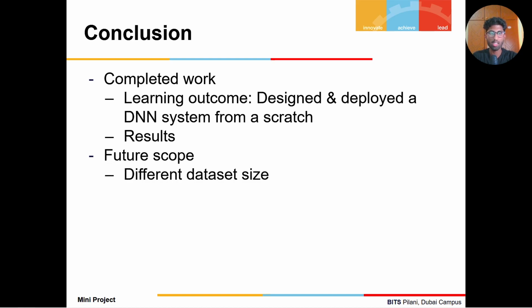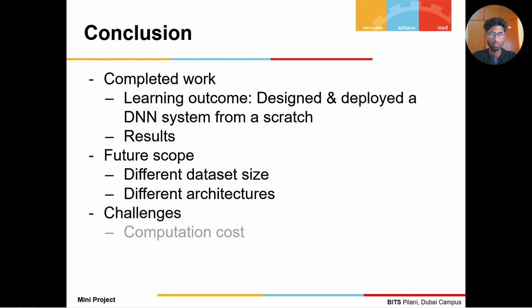The future scope would be that we could use different dataset sizes rather than focusing on the entire set. Maybe if we train the model on 10,000 samples, the results may vary. We could try different architectures because here I just used a very simple fully connected neural network. The main challenges for this were that the computation cost is very high to try out all these possibilities, and of course, energy cost and time. Those are the main challenges.